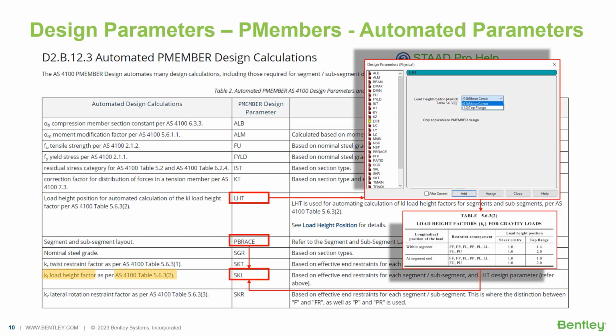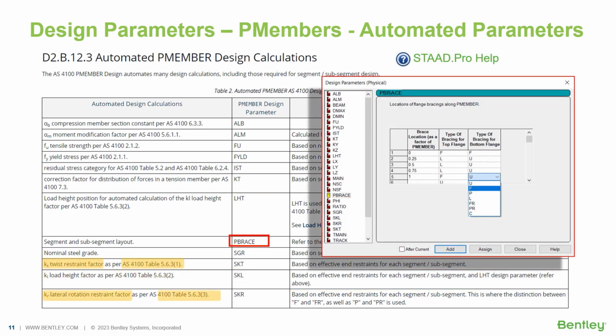For example, the SKL parameter, that is the load height factor as per AS4100, is calculated based on the restraint types defined using P-brace and the LHT parameter, which is the load height position. The restraint types defined using P-brace and the resulting segment and subsegment layout also automatically determines the twist restraint factor and lateral rotation restraint factor as per AS4100.